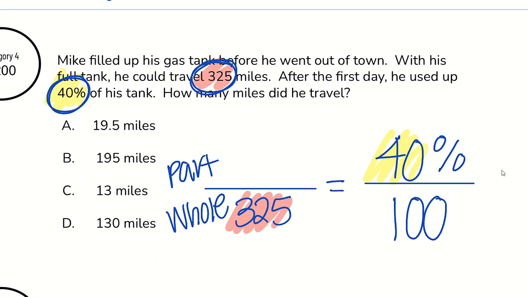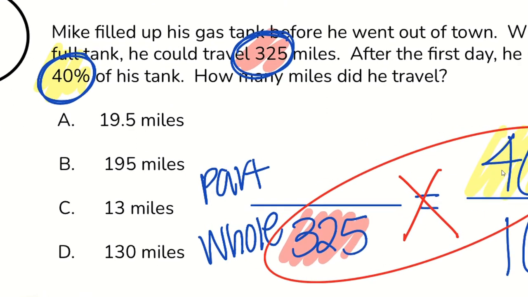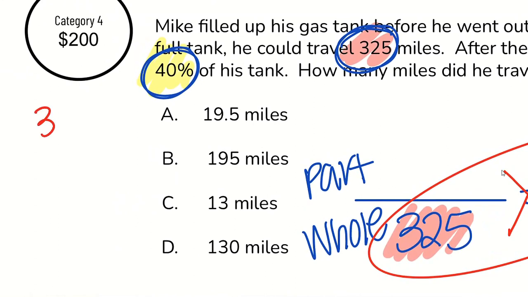So we can either do it the old way where we figure out, okay, 325 times what gives me 100, or we can do it our new fancy way, which I think might be the better way with these numbers. So let's cross multiply. We've got 325 times 40, which I don't know. So let's go. We're going to do it.